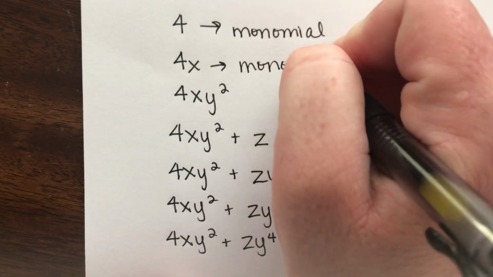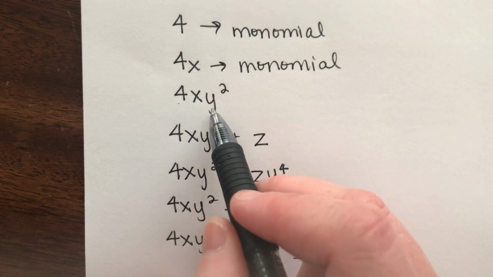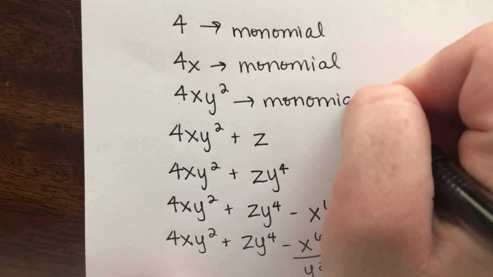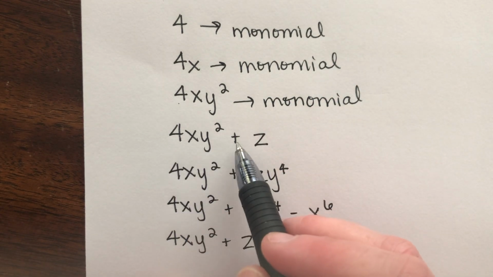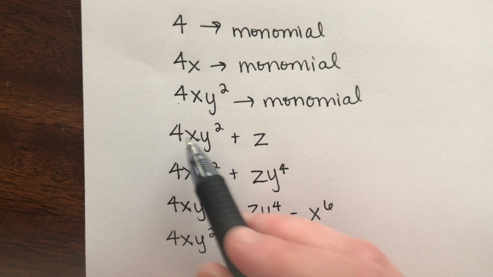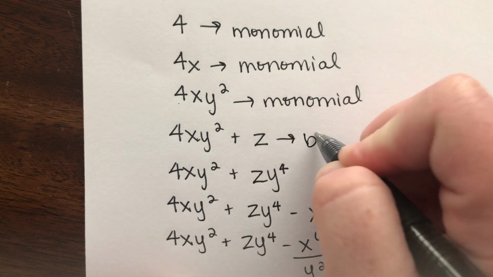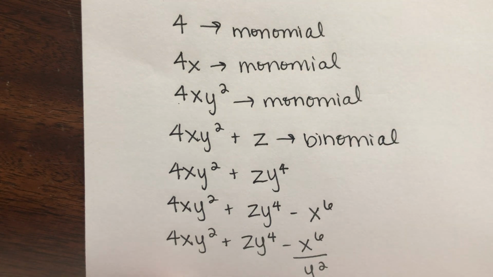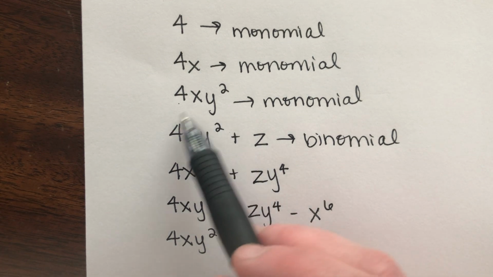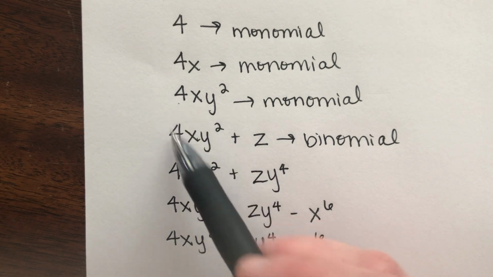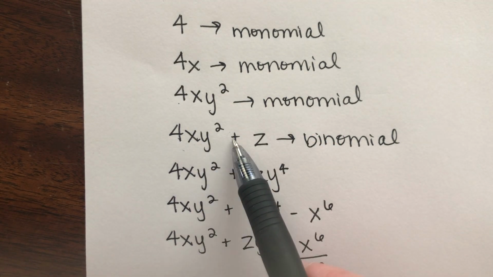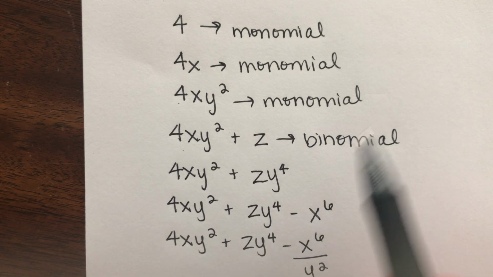This is a monomial. What about 4xy squared? Still a monomial. There's no plus or minus signs. It's just one term. Then what if I have 4xy squared plus z? Now I've got two terms. This plus sign separates my two terms. So this is a binomial. This is an expression that contains more than one term. One unit is just all these together when they're multiplied together. And it could be down to just a single number.